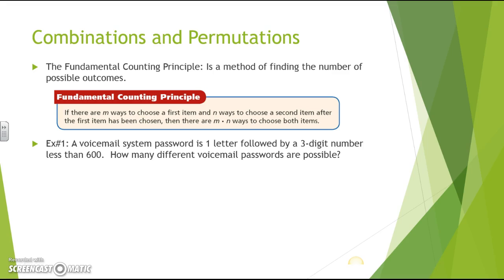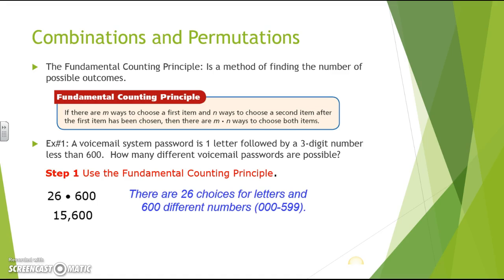So we're going to do an example of the fundamental counting principle. It says here a voicemail system password is one letter followed by a 3-digit number that is less than 600. How many different voicemail passwords are possible? We're going to use the fundamental counting principle for this, and we look at one letter followed by 3 digits less than 600.